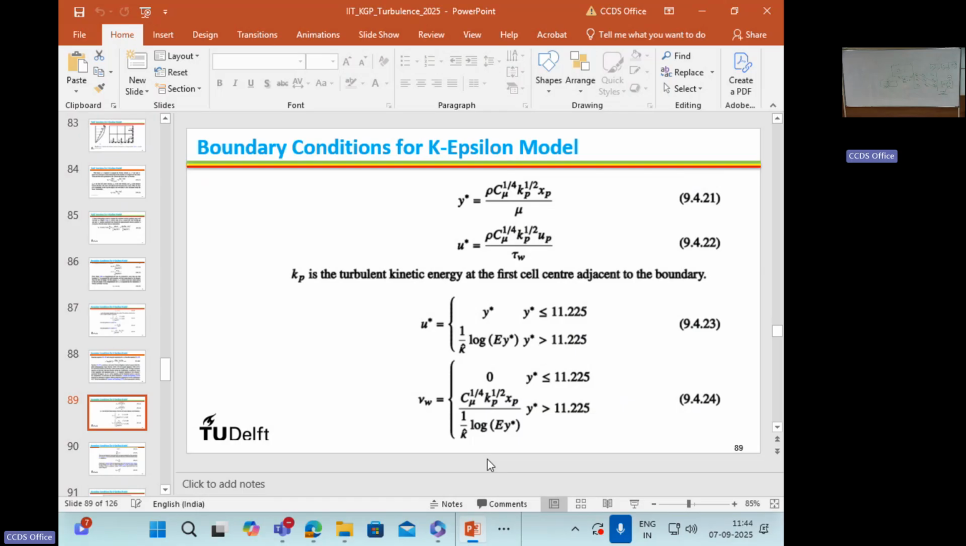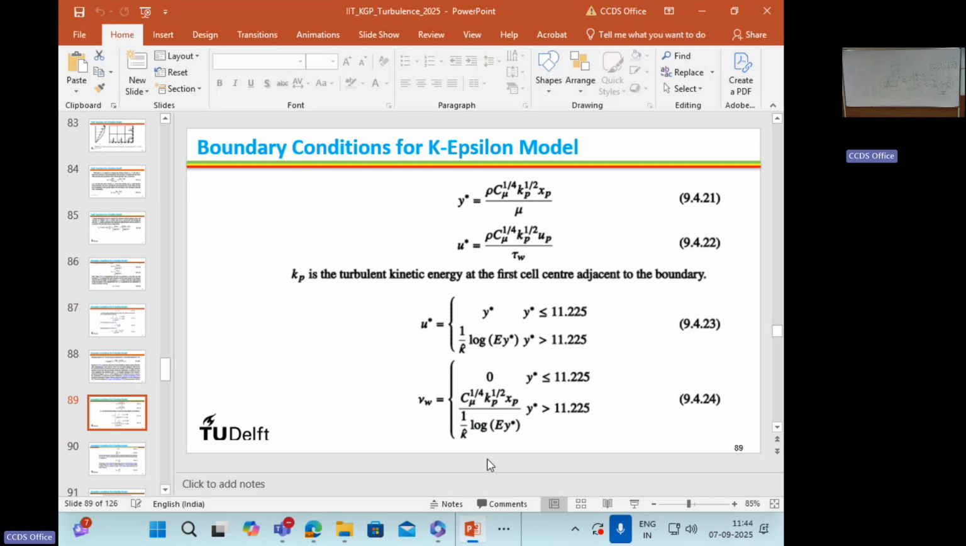This is known. C mu, either it's a constant or it's a function that depends upon the strain rate or mean vorticity. We have defined it earlier, depending upon the model, whether it's the standard k-epsilon model or the RNG model, you can calculate C mu. Rho is known. Xp is the distance between the wall and the cell center, that is also known. Mu is known. Now this y star is an easily computable thing compared to y plus, right? You calculate y star. Similarly, u star, there we have non-dimensionalized with respect to what?